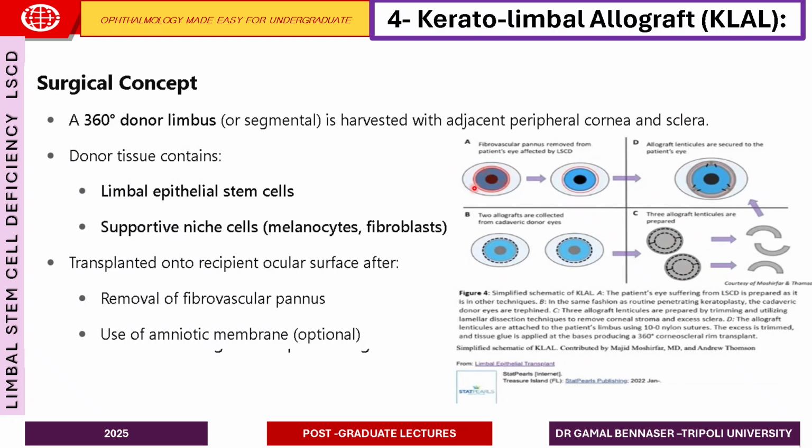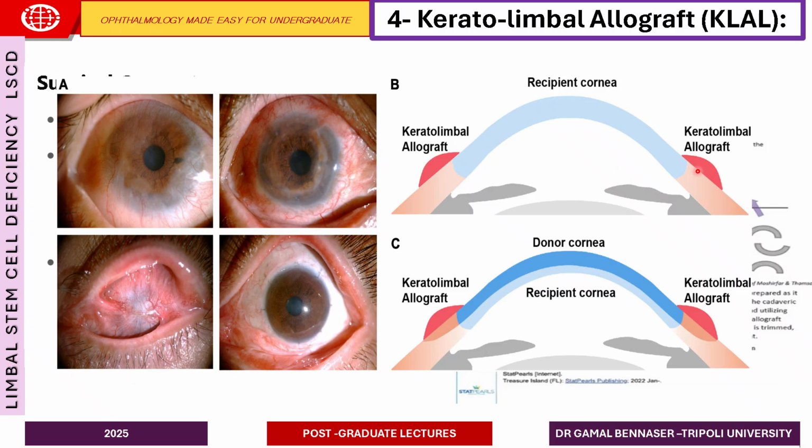Now the procedure is the same. This is the diseased eye. We do a 360-degree peritomy and remove the fibrovascular pannus to make the eye ready. Then we harvest the keratolimbal area 360-degree from the cadaveric cornea, divide it into 3 pieces and secure it with sutures around the limbus of the recipient eye. We might add amniotic membrane based on the ocular surface, and this provides a very good source and pool for limbal epithelial stem cells.